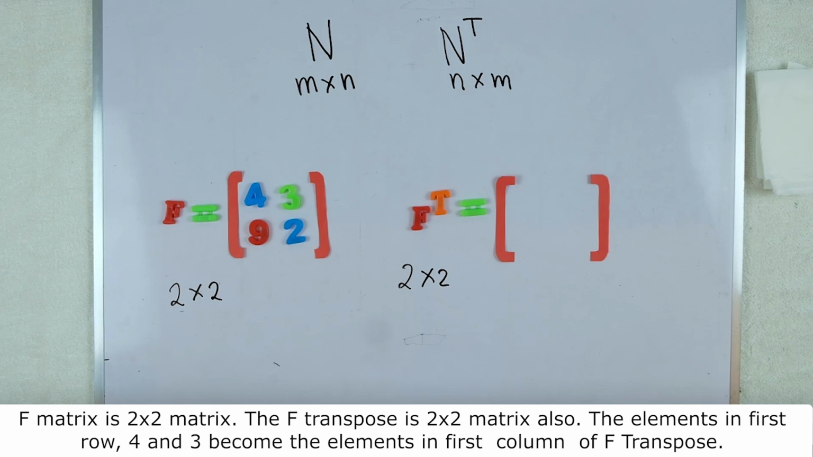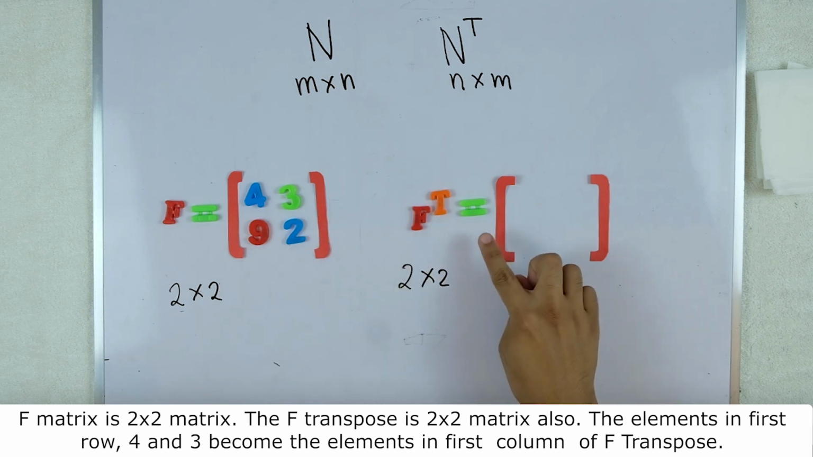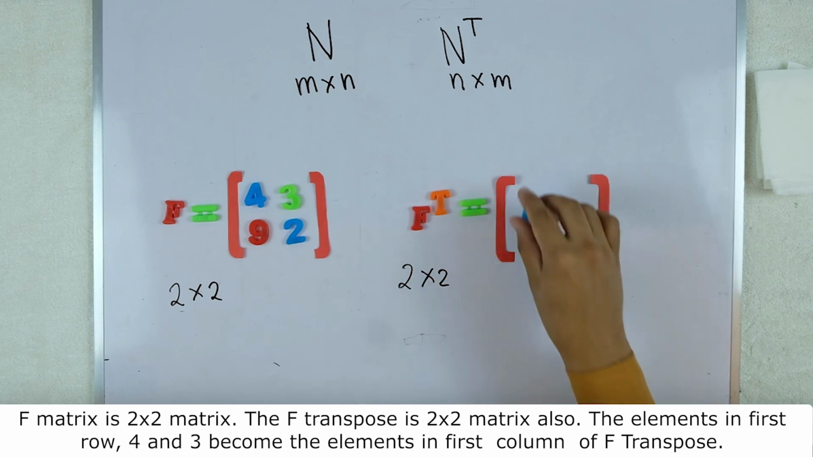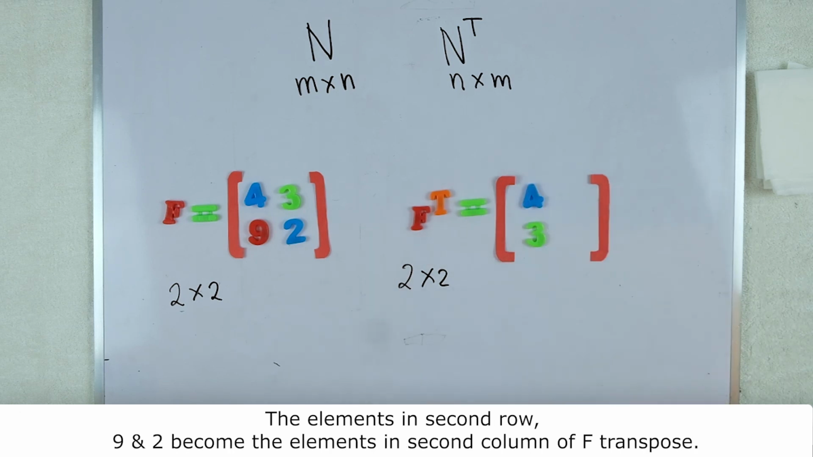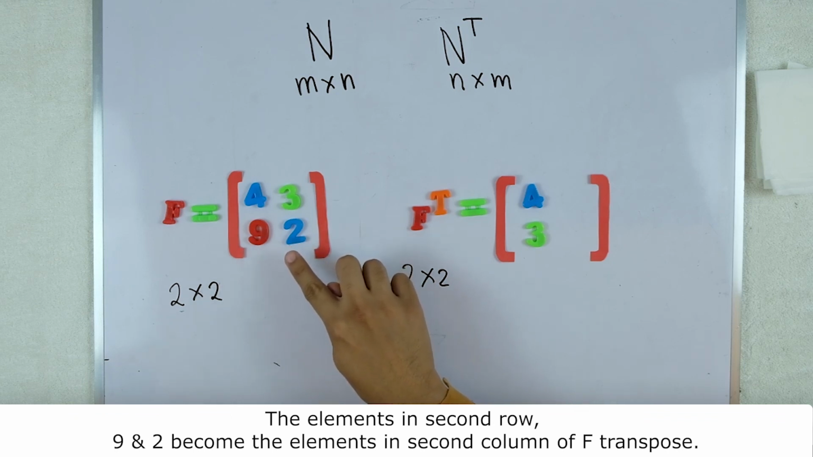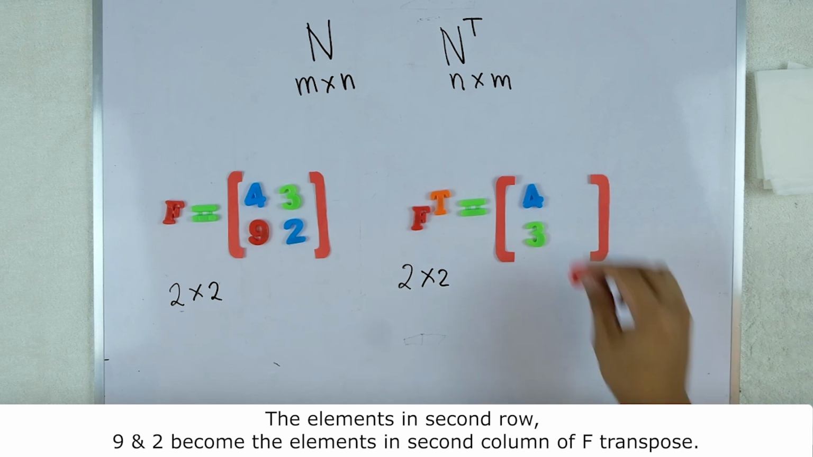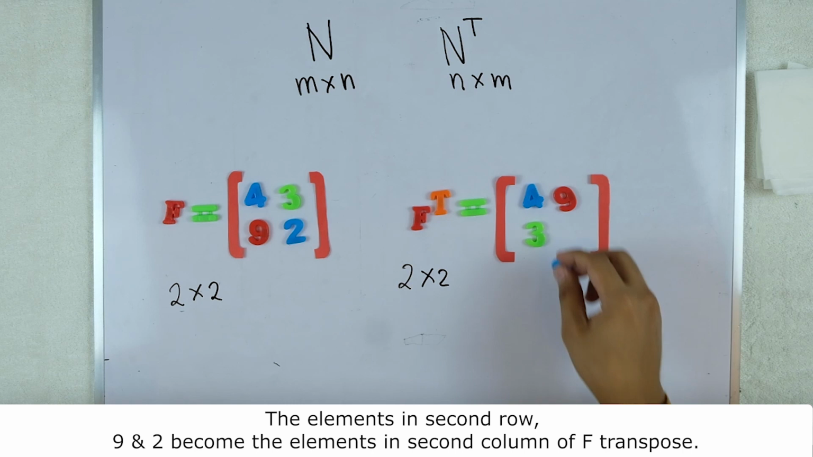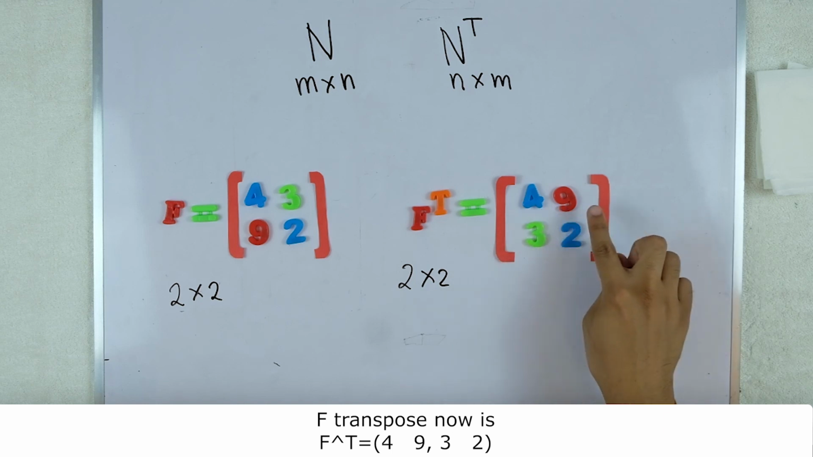The elements in the first row, 4, 3, become the elements in the first column of F transpose. 4, 3. The elements in the second row, 9, 2, become the elements in the second column of F transpose. 9, 2. F transpose now is 4, 9, 3, 2.